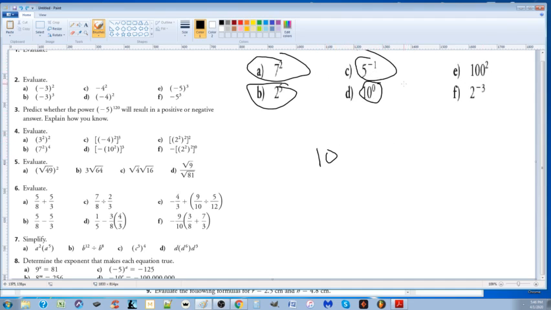100 to the power of 2. I don't know why they threw that in there, but it's 100 times 100. Okay? Which is 10.